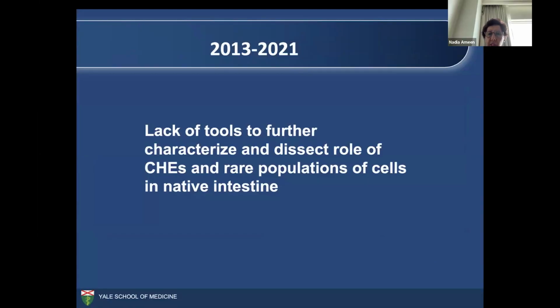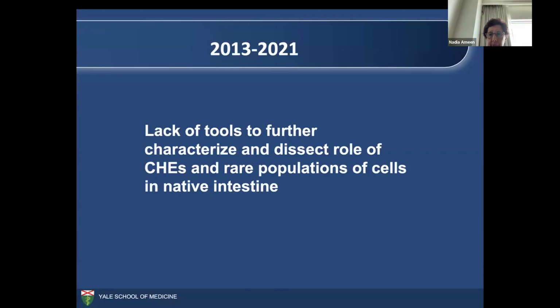So there were limited tools for us to be able to understand and characterize these cells, up until from 2013 to 2021. And in addition, there were other rare populations of cells in the native intestine that we lacked the tools to characterize, and to understand their roles and functions.